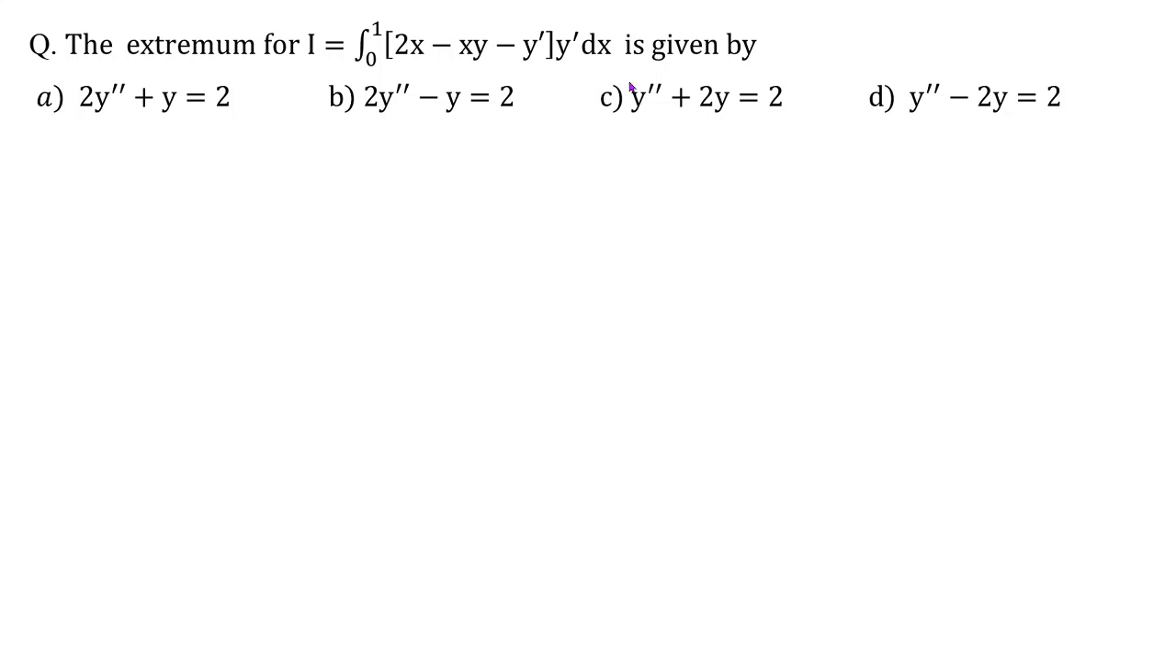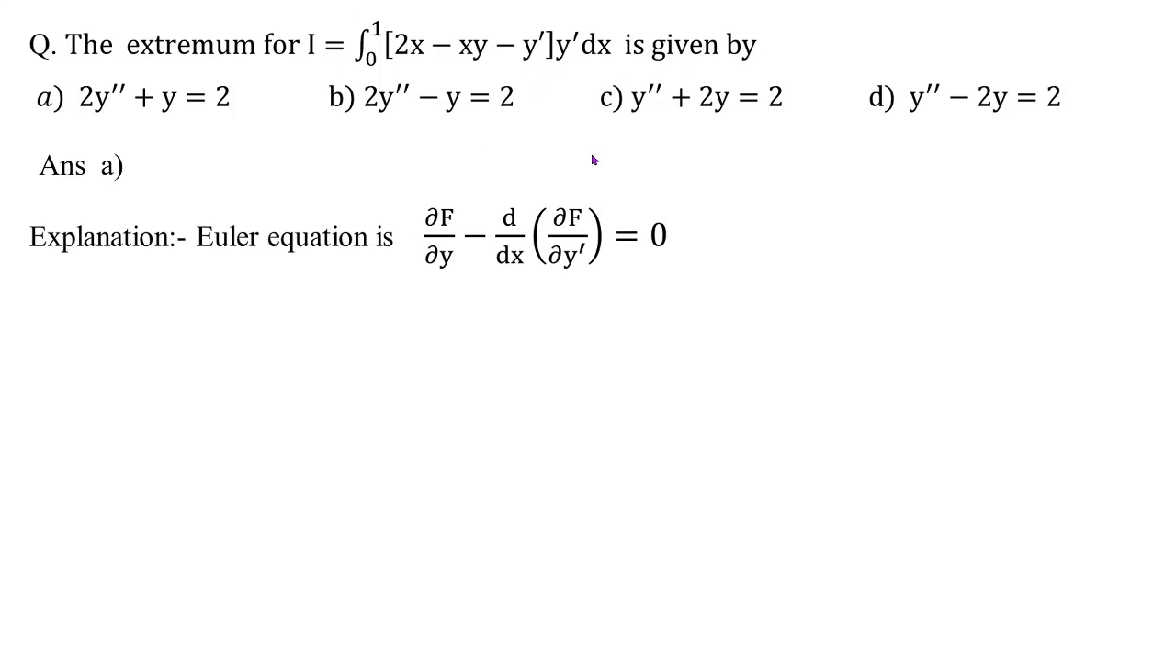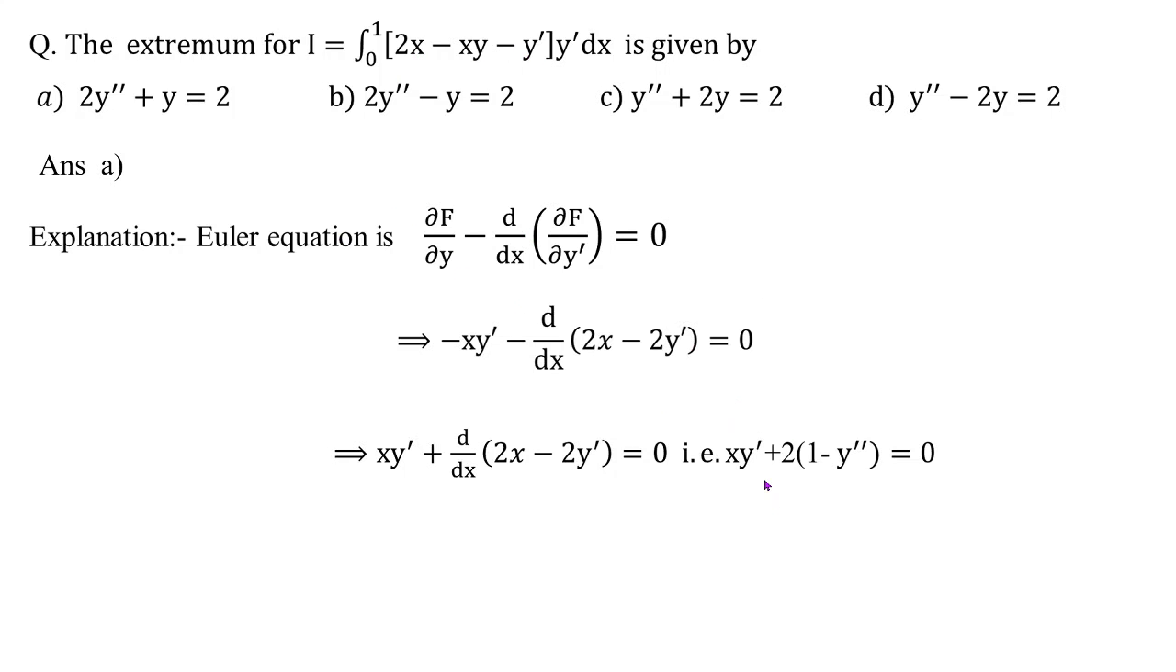Let us have the next question. Again here we need to find the extremal. The extremal is not required, but the differential equation which gives us the extremal is required over here. Again we will write the Euler equation because it involves x, y and y dash. Substituting and simplifying, you will have such type of equation. Therefore option number A is correct, which on rearranging gives us the solution, right?